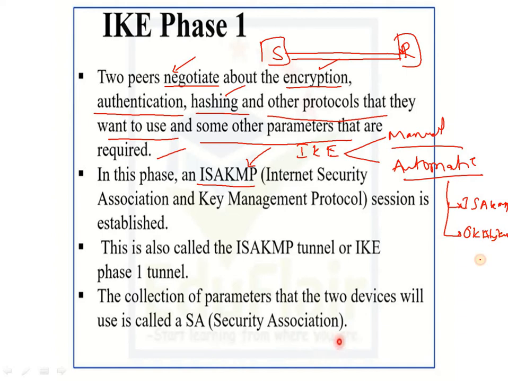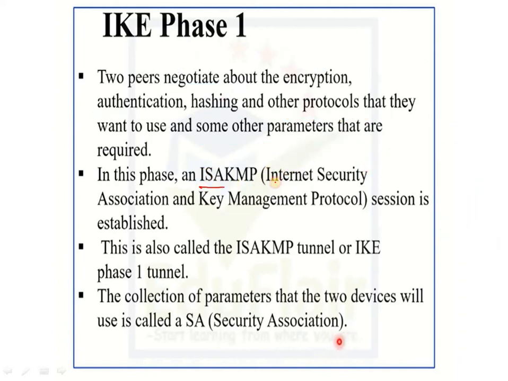Okay, so these are the two automatic key exchange algorithms that we are using. Here in the first phase, we are going to use ISAKMP. ISAKMP is nothing but Internet Security Association and Key Management Protocol. This protocol is used to establish the session between the two parties or two peers.